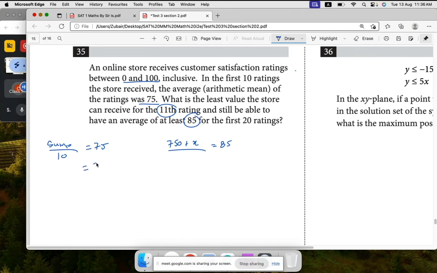Sum of first 10 is 750. What is the least value of the score the store can receive for the 11th rating and still be able to have? So the remaining 9 must be maximum. Full 9 into 100 by 20. 85 into 20 minus 900 minus 750. So x is equal to 50.